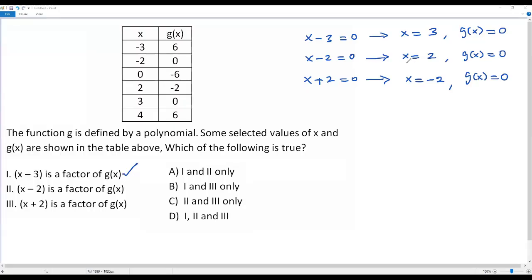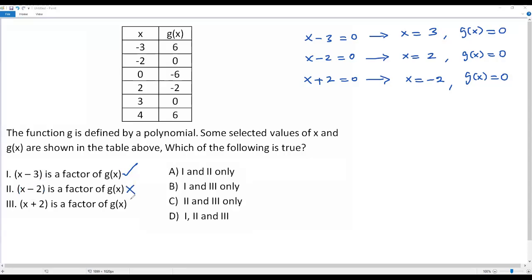Okay, now let me go to the table and check whether g of x is equal to 0 when x equals 2. So here we have x equals 2. When x equals 2, g of x is not equal to 0. So since g of x is not equal to 0 when x equals 2, this x minus 2 is not a factor of g of x. The second statement is false.